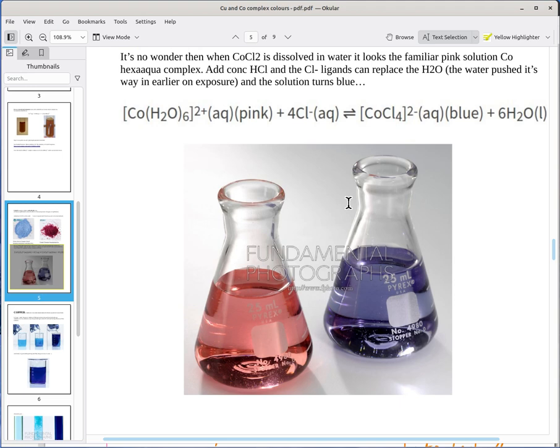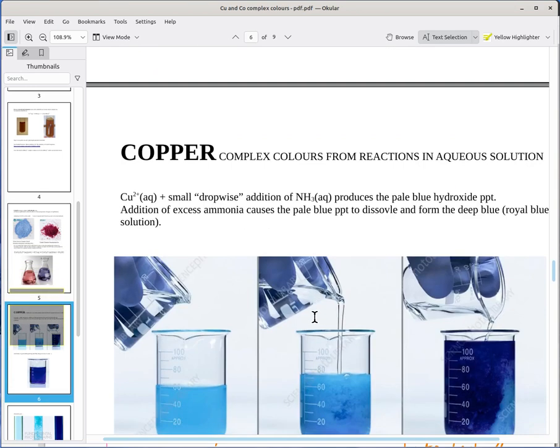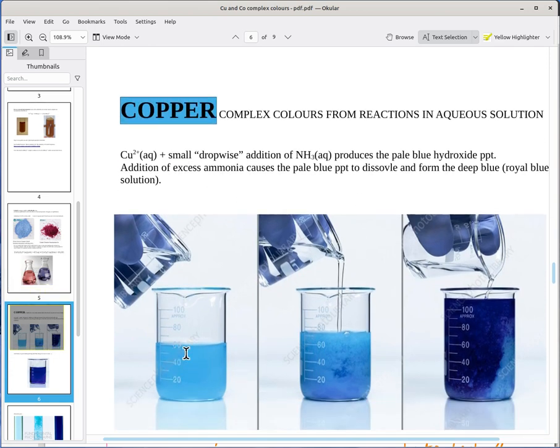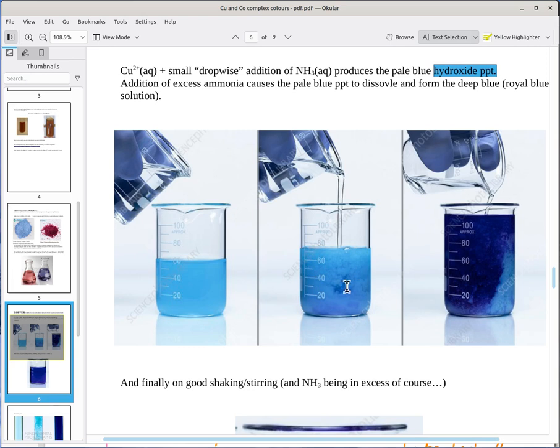So that's the cobalt ones: ammonia, hydroxide, and chloride. We do the same thing for copper. These are two elements specifically stated, copper and cobalt. So we can get our aqua complex of copper, which is this blue colored solution. We add hydroxide, or ammonia, and the hydroxide inside of the ammonia, or the hydroxide directly inside of sodium hydroxide solution, will make a precipitate, this pale blue precipitate.